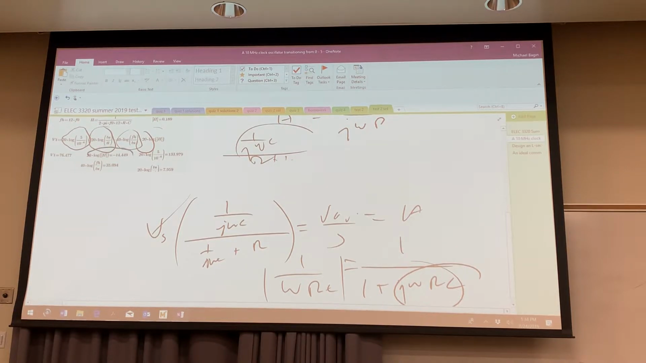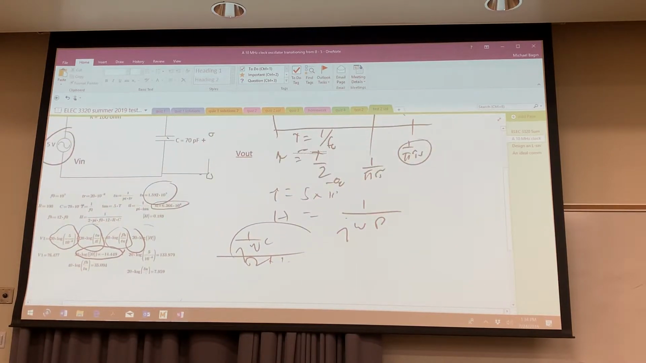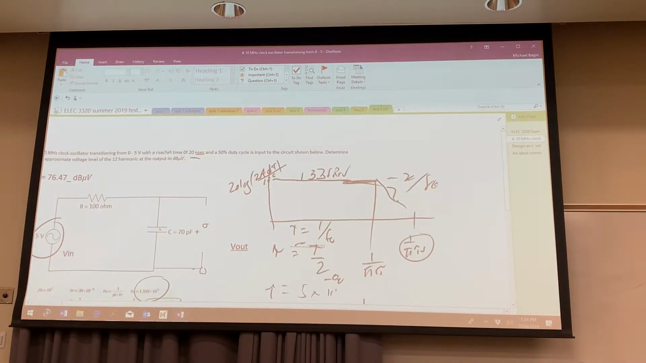This is equal to about minus 14.5. And you subtract that, bottom line, when all is said and done, you're going to get a value of about 76.47 dB microvolts, right? And that was a cookbook problem. Anybody have any questions to that? If you want me to expand on any part of this, please let me know.